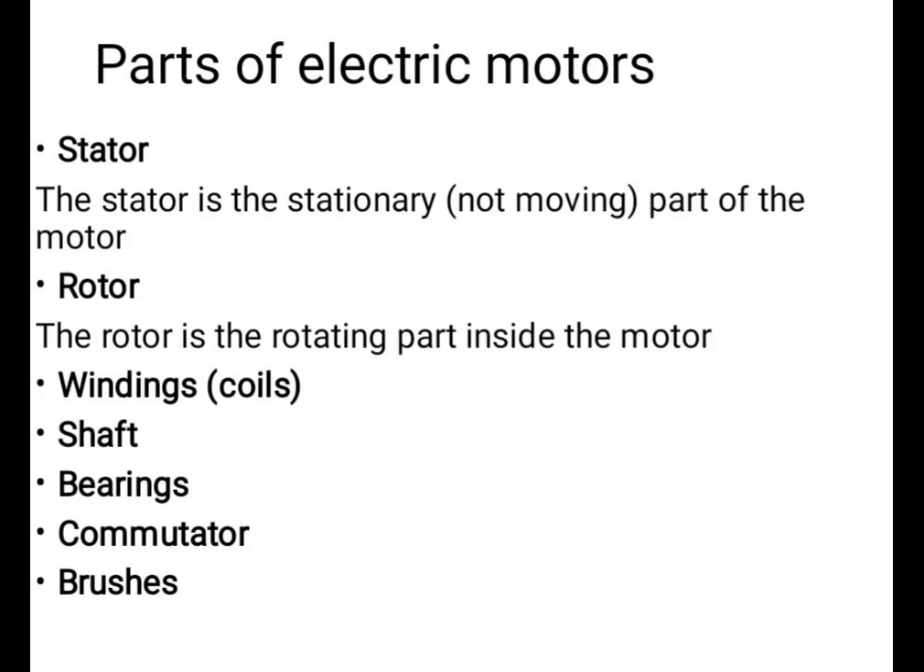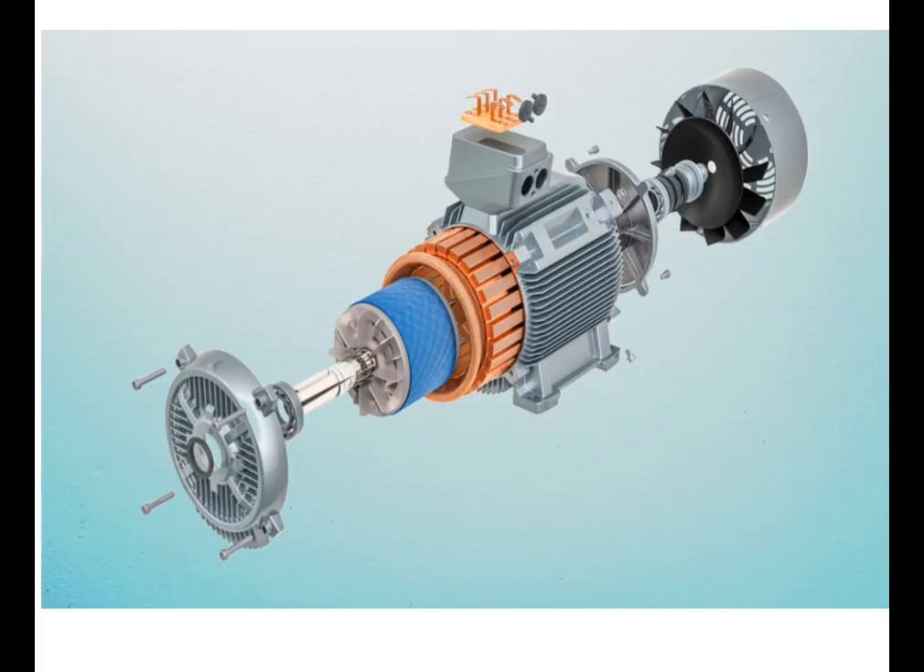Shaft, connected to the rotor, transfers the rotational motion to a mechanical load like a fan, pump, or conveyor. Bearings support the shaft and reduce friction during rotation. Commutator, used in a DC motor, reverses the current direction to keep the rotor spinning. Brushes, made of carbon, transfer electrical current to the rotating commutator.